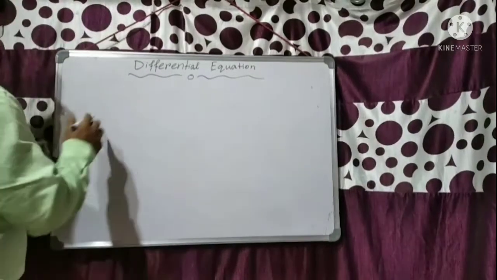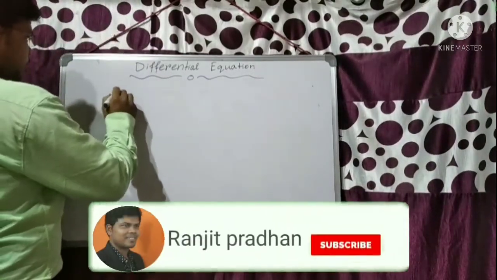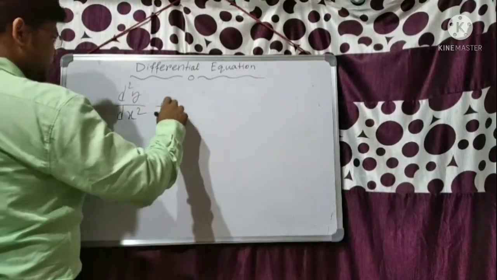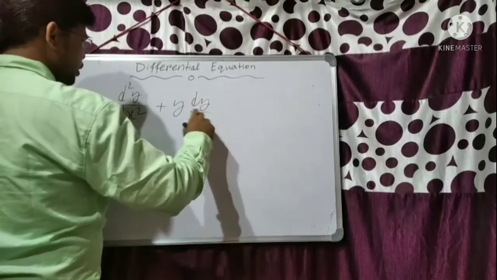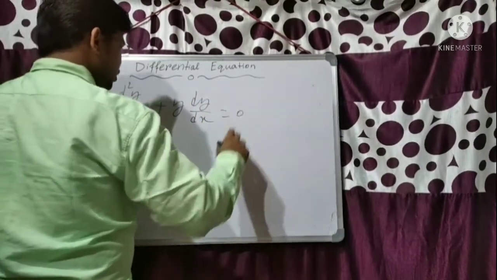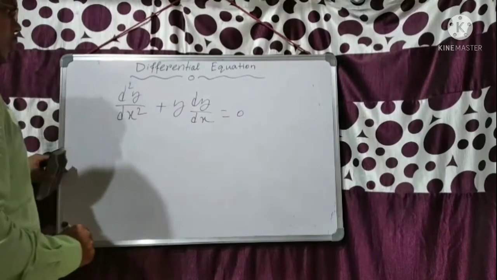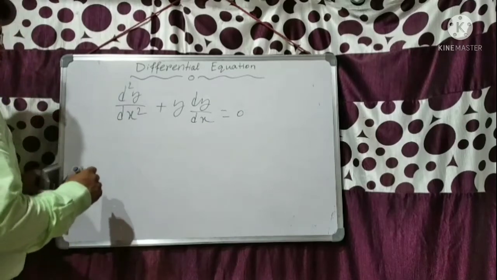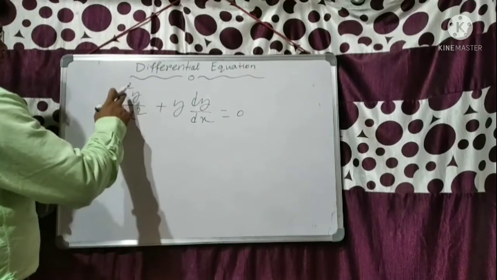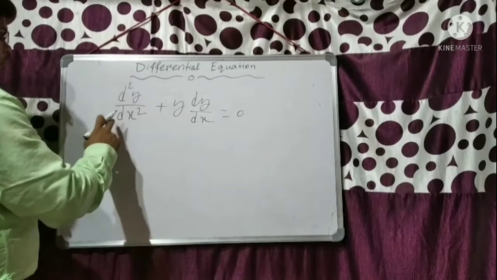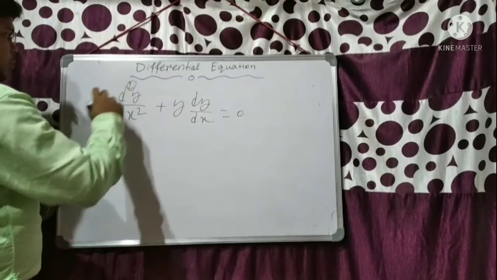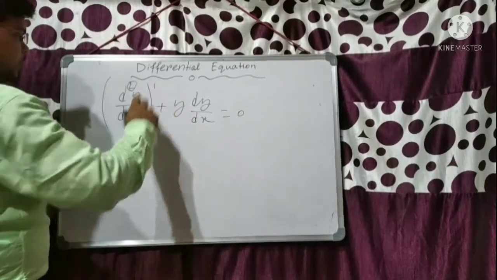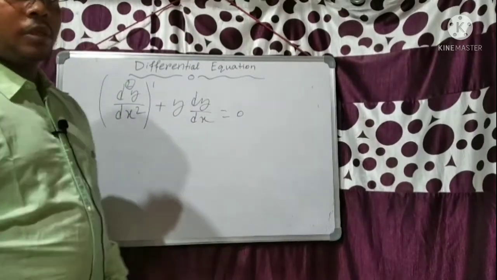So I am giving an example of a differential equation. Suppose d2y by dx2 plus y dy by dx equal to 0. This is a differential equation. First of all, you have to know the order and degree of this differential equation. Just see here, the highest order is a second order derivative, so the order of this differential equation will be 2, and the power of the highest order differential term is 1. This will be the degree of this differential equation.